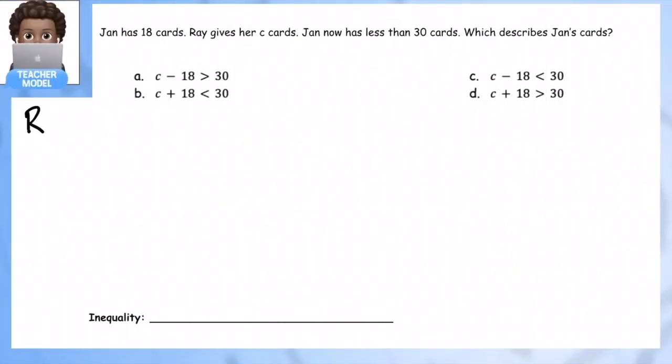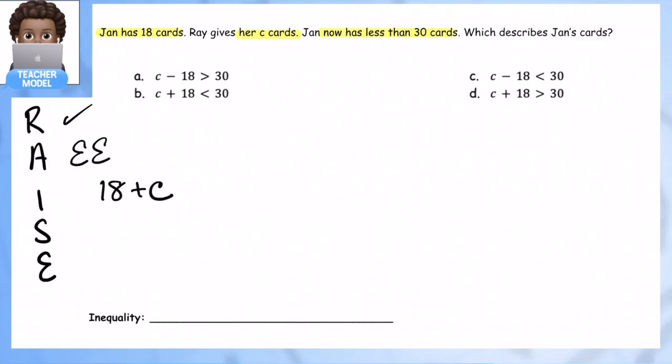Here's our last one. So let's read the problem to ourselves. Jan has 18 cards. Ray gives her C cards. So 18 plus C. Jan now has less than 30 cards. Describe Jan's cards. Okay, so this is obviously an inequality. We know that Jan had 18 and we added C. And we know that now it is less than 30. So there's my inequality. 18 plus C is less than 30.